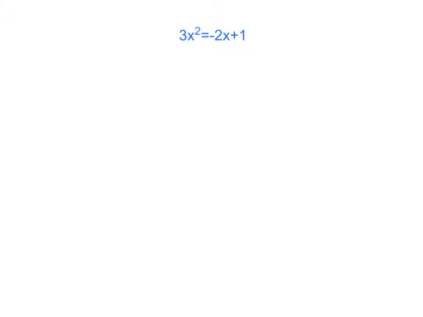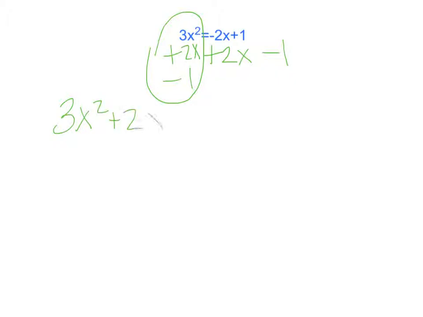Okay, so we have our last video of chapter 16, and it's similar to our previous, except this one is not equal to 0, so we have to get it equal to 0. In order to do that, we just need to add 2x to both sides and subtract 1. Now none of these have common like terms, so we just leave it at that. So 3x squared plus 2x minus 1 equals 0.